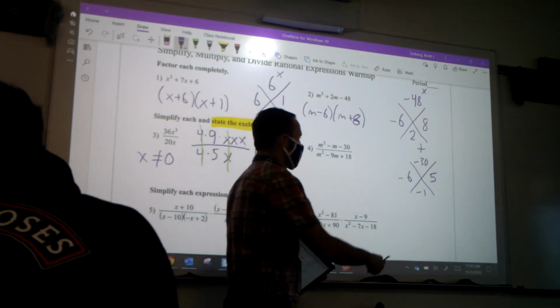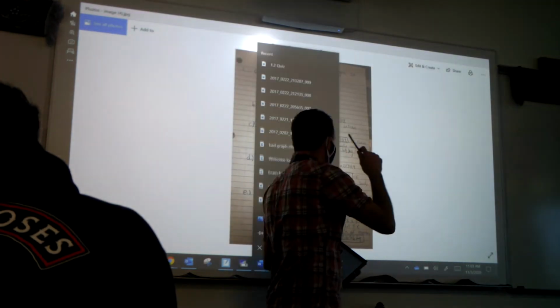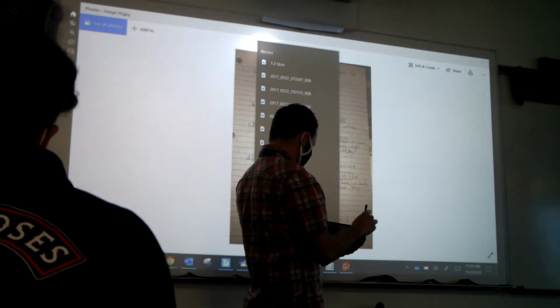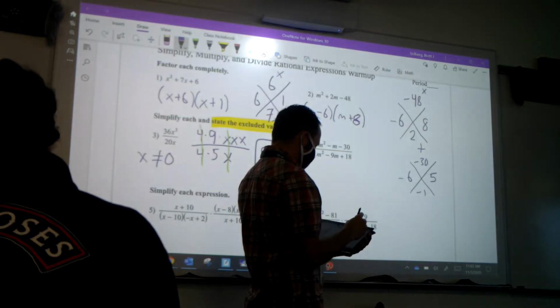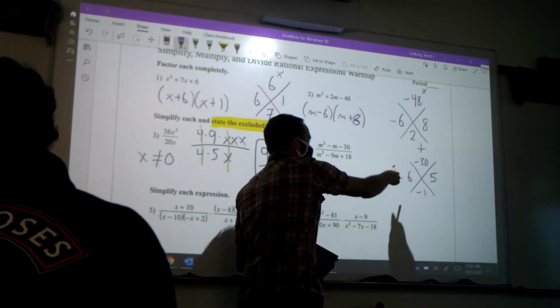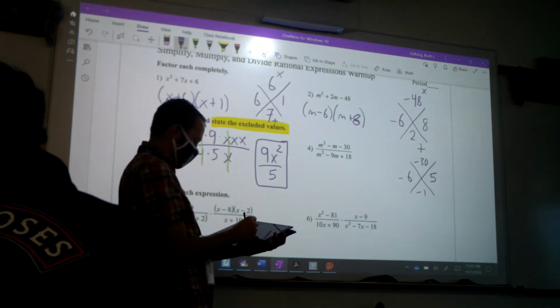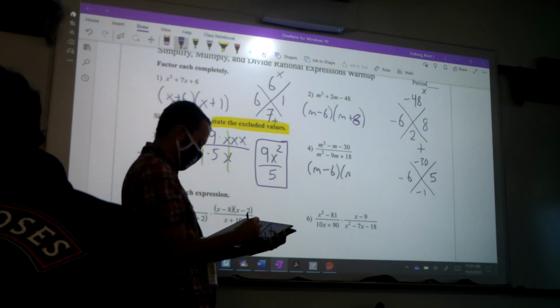The 6 is negative. Because look, negative 6 plus 5 is negative 1. So that means the numerator is going to factor to be m minus 6 and m plus 5.